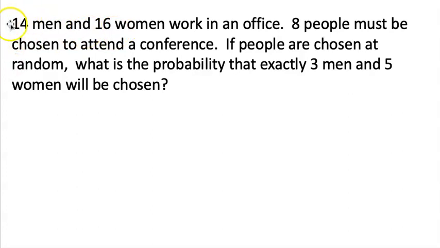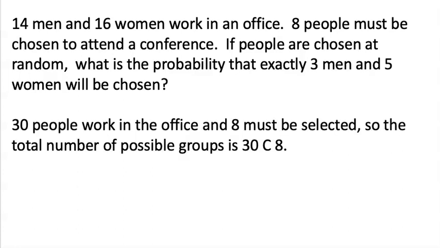There are a total of 30 people, 14 men, 16 women, and 8 must be selected. So we're choosing 8 from 30. So if that's the case, the total number of possible groups, sets of people we can choose, will be 30 choose 8. Now we can look at that formula. 30 choose 8, 30 factorial over 30 minus 8 factorial times 8 factorial. But I can also do that on Excel. So that's combin 30, 8.